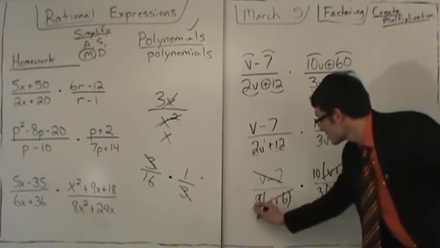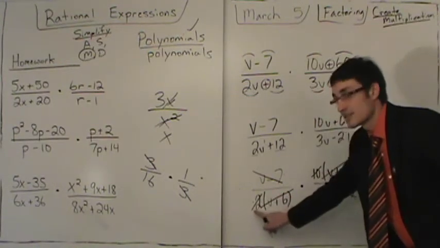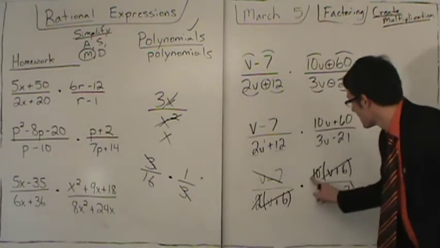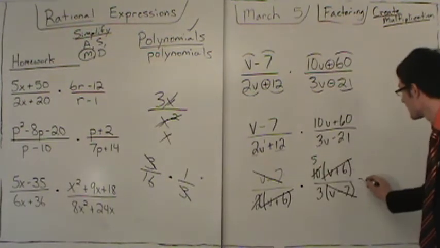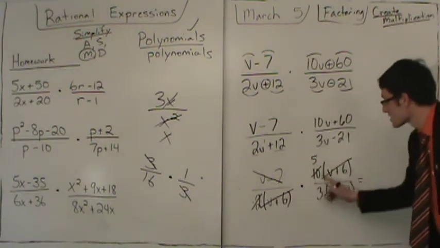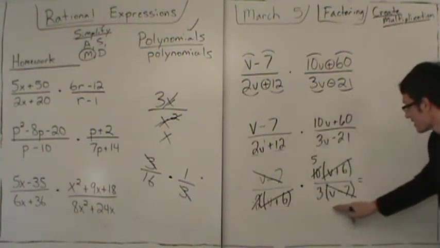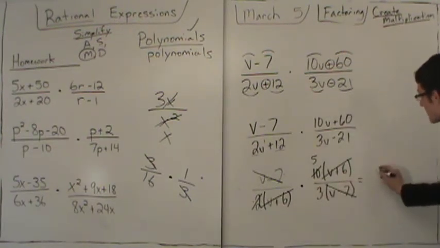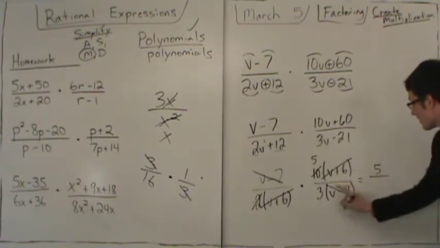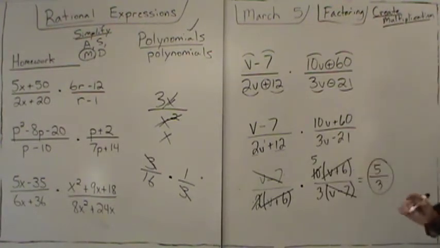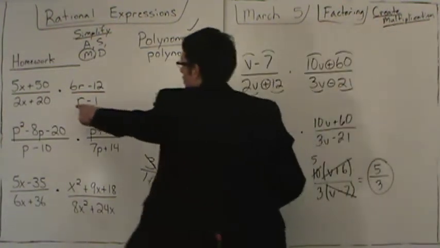Can we cancel the 2 with the 10? Yes, divide them each by 2. 2 divided by 2 is 1. We don't write it. 10 divided by 2 is 5. So our final answer is just 5 over, since there's nothing left. Oh, I'm sorry, here's a 3. I'm sorry, final answer is what? 5 over 3. So our final answer is 5/3. All right, so that's just like homework question number 1.